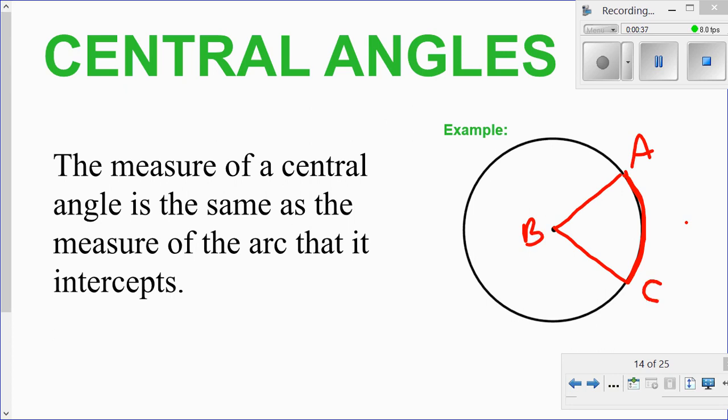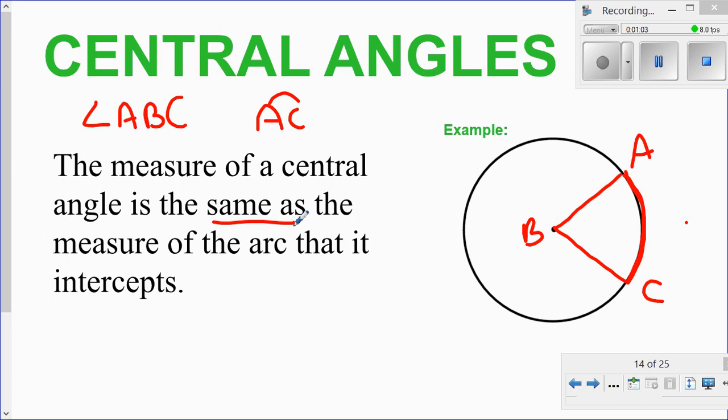Let's just say that the vertex is B, and the endpoints are A and C. So our central angle here is angle ABC, and our intercepted arc is arc AC. What we know about central angles is that the measure of a central angle is equal to the measure of the arc that it intercepts.